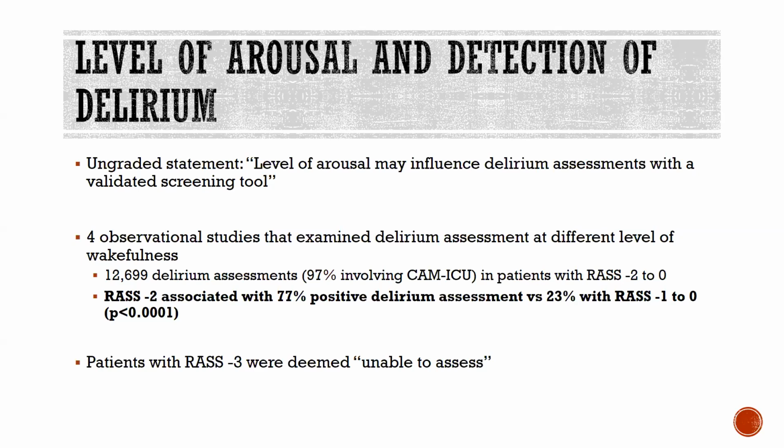And what was interesting is they found that patients with a RASS of -2 had almost a 77% positive delirium assessment versus 23% when they had a RASS of -1 or 0. And again, I think this becomes important when you're thinking about choosing a RASS target for your patients and understanding that patients that tend to be more deeply sedated are going to be at higher risk for developing delirium. Patients with a RASS of -3 were deemed unable to assess, so they weren't able to even do an assessment on these patients.